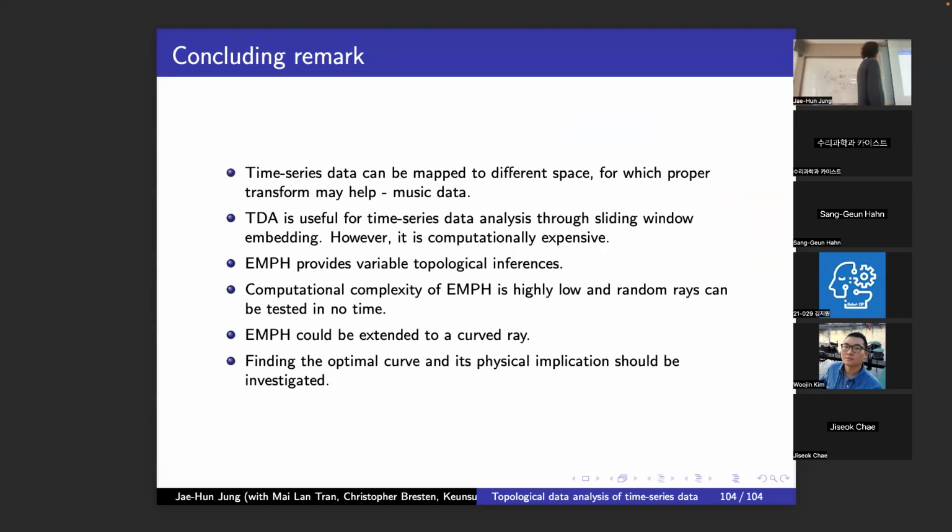So for time series data, the embedding space is quite useful. And using EMPH, we don't need to compute the actual homology, which is very expensive. What is the point of the optimal curve is still a remaining problem. Sorry about that, I passed a little time, so I'm going to stop here today. Thank you for listening.